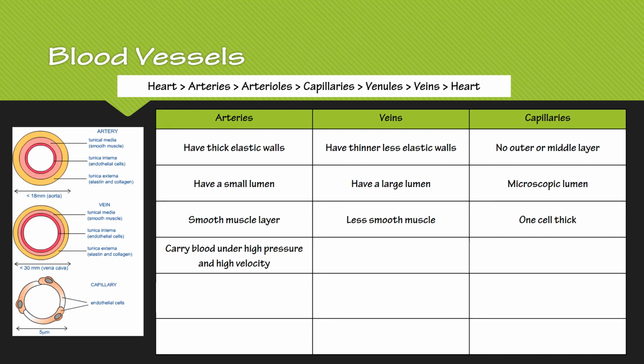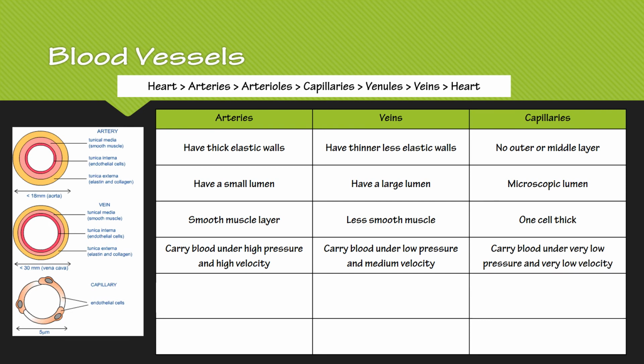In terms of what they do, arteries carry blood under high pressure and high velocity, and that is because of the small lumen and also the thick layer, whereas veins carry blood under low pressure and medium velocity. Now the low pressure comes from the fact that the lumen is larger. That means that there's less pressure going through. Think about a hose pipe. If you put your finger over the end of the hose pipe and decrease the size of the hole, i.e. the lumen, then you increase the pressure of the water coming out. The veins are exactly the same.